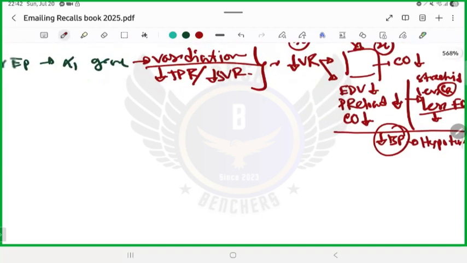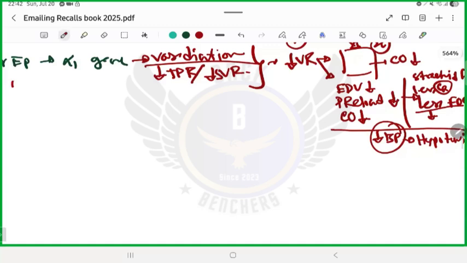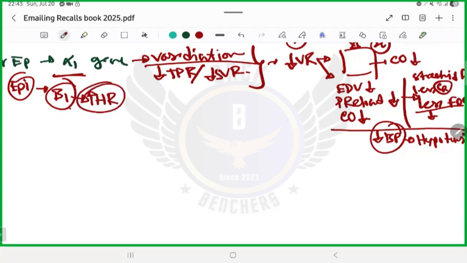Hypotension. Again, we have no epinephrine 2. Let's forget alpha 1 for now. Alpha 2, forget it. Let's talk about beta 1. Beta 1 increases heart rate. So our heart rate will be low, since there is no beta 1 activity.